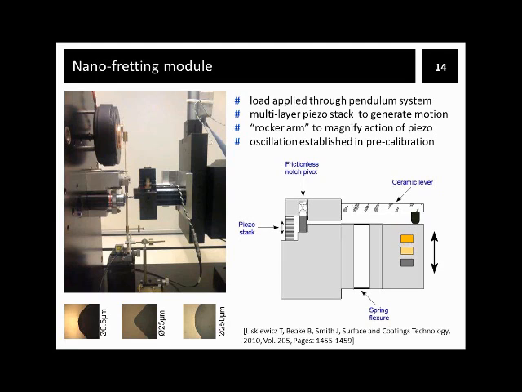So this is the area where we attach the samples. Here we see a piezo stack generating reciprocating motion, which is then magnified through this ceramic rocker arm and delivered to the samples. Using different probes and geometry, which are shown here as an example, we can generate certain required contact pressures, and typically we would be using diamond probes for this kind of experiment.